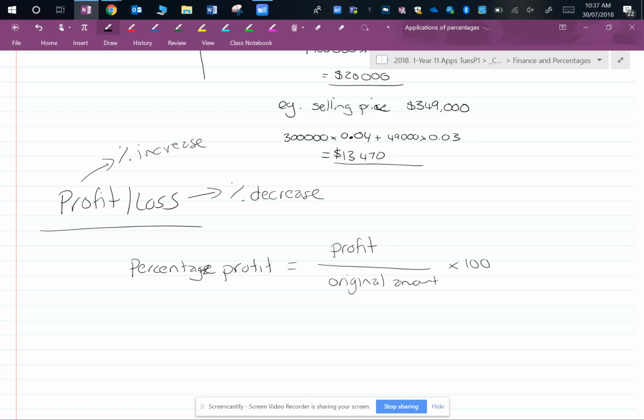Percentage loss is the loss, so how much money you've lost divided by original amount times 100 as well.